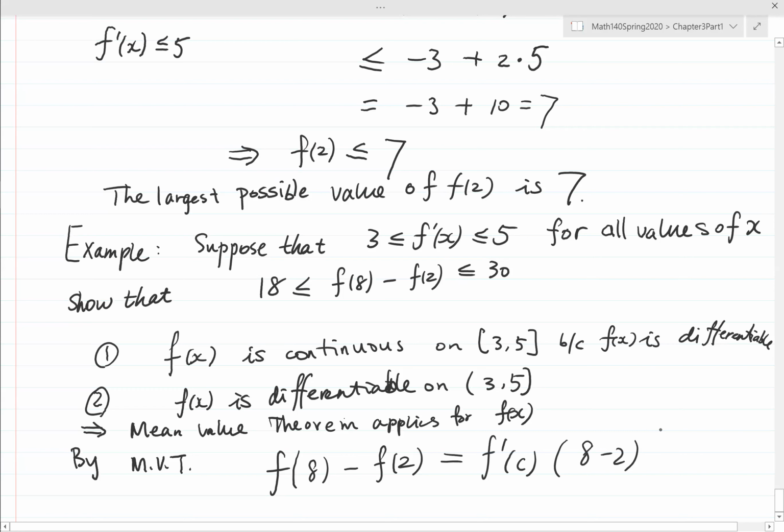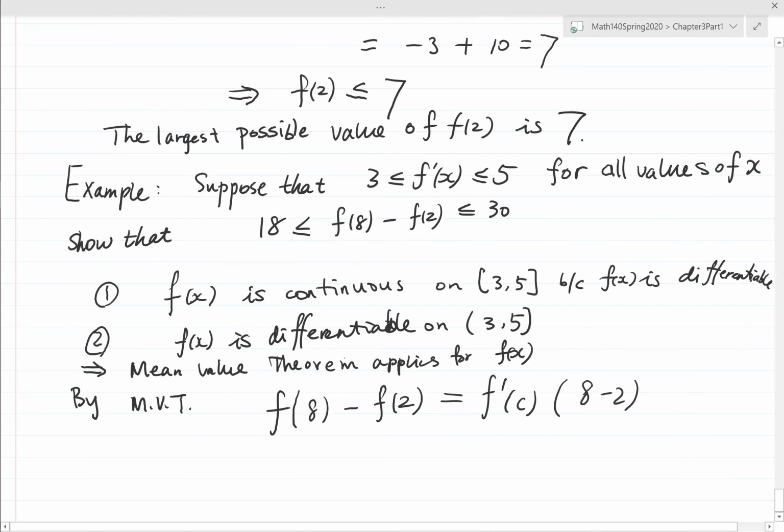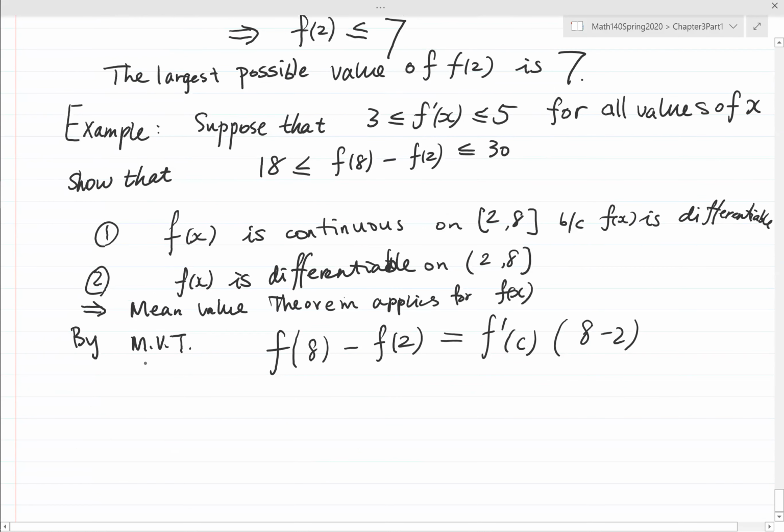Sorry, the endpoints are actually 8 and 2, so 2 to 8. Okay, so 2 minus 8, we get 6. So this is actually 6 times f derivative at c for some c in 2 to 8.